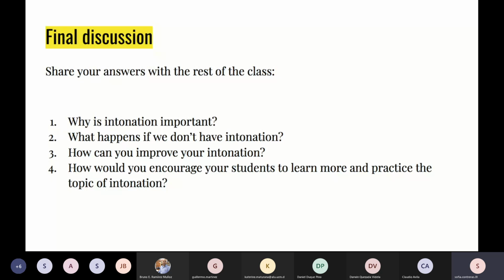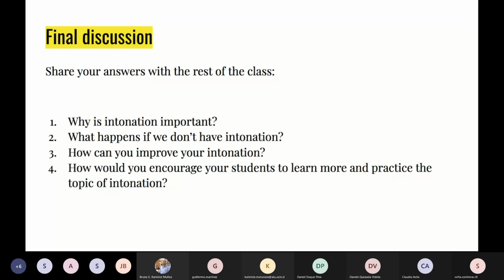Let's continue with number two. What happens if we don't have intonation? If we don't apply intonation when we speak, what can happen? I think you will probably sound like a robot, and people won't understand what you're trying to say. Exactly, we may sound like a robot or monotonous. And if we don't apply intonation when we speak, we won't express the emotions that we want to express or the mood in which we are.